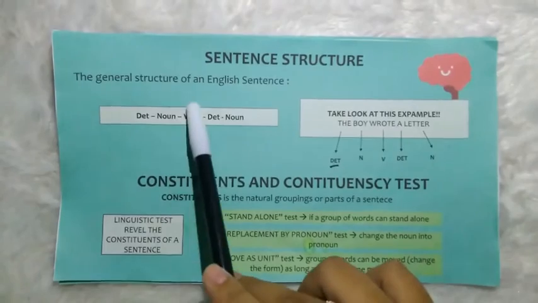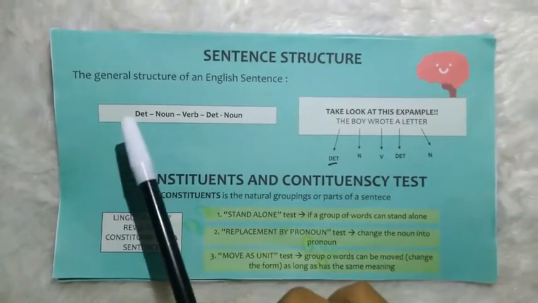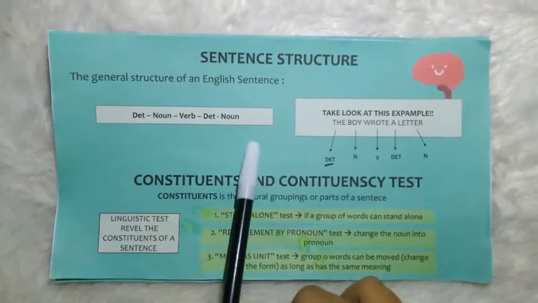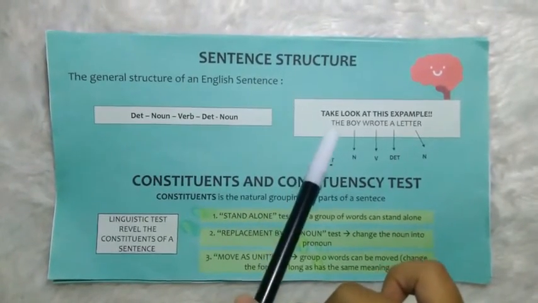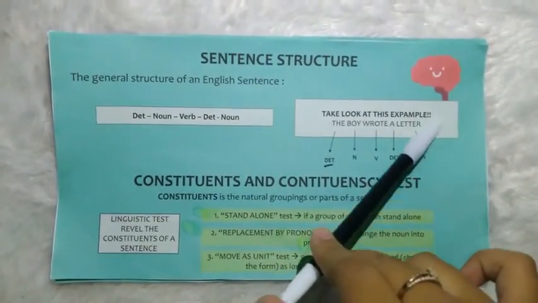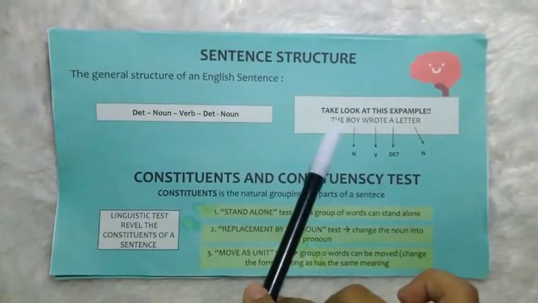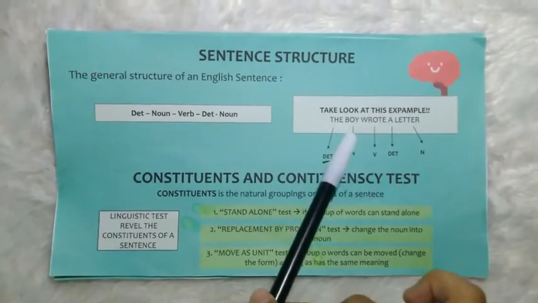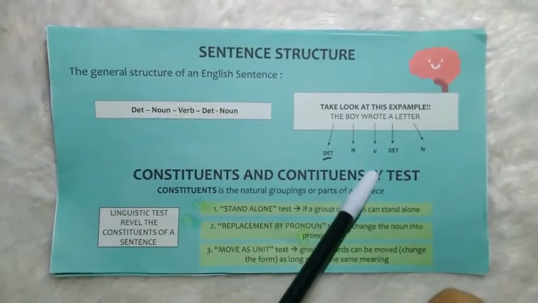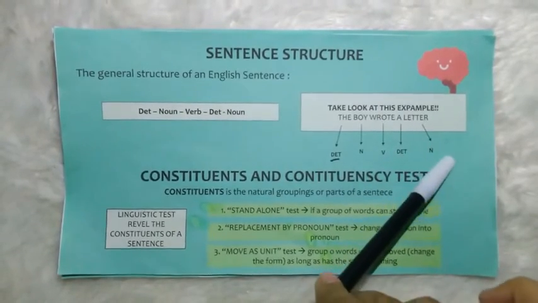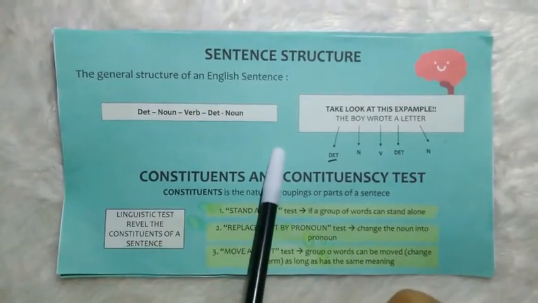So the general structure of an English sentence is determiner, noun, verb, determiner, and noun. So we're gonna take a look at this example: The boy wrote a letter. We're gonna transfer the sentence into these structures. So "the" stands for determiner, "boy" for noun, "wrote" for verb, "a" for determiner, and "letter" for noun. So here is the sentence structure.